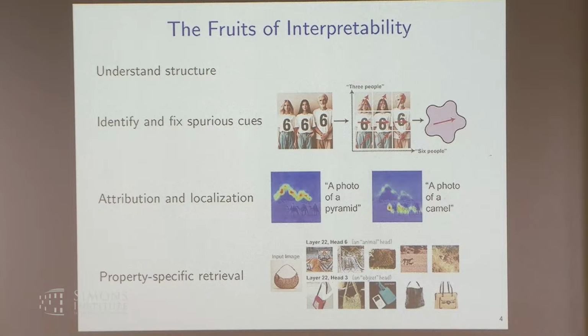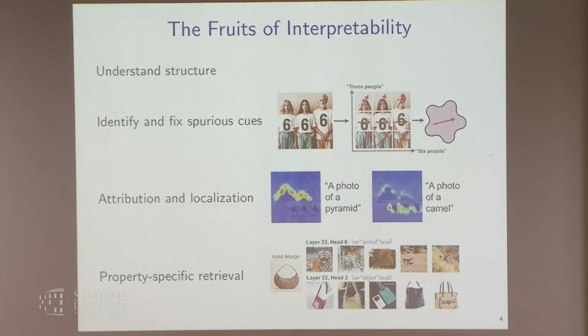And then finally, you can do things like property-specific retrieval, right? Maybe I want things that are similar to this object, but only on the axis of what animal it reminds me of. And so then I want to look for the components of the model that are looking at animals. Or I want only the object it reminds me of, and so I get the components that have the same object. So these are different things you can do.